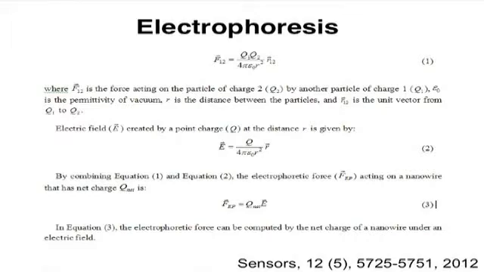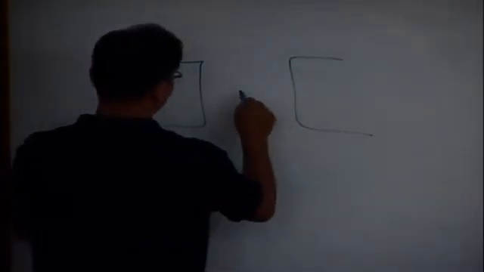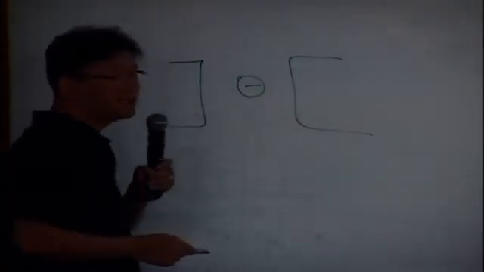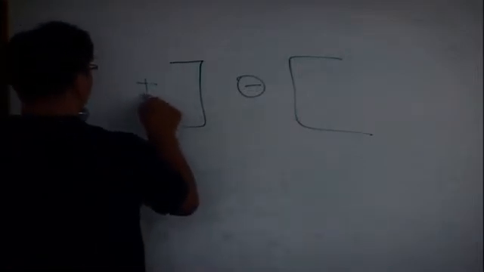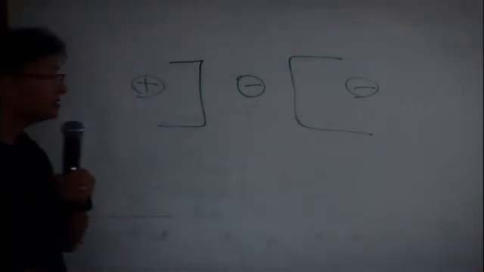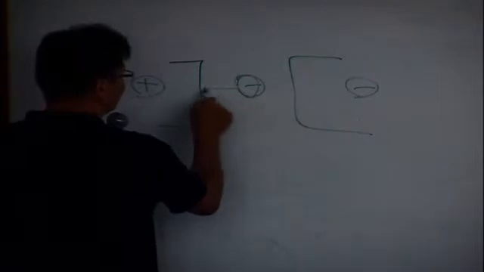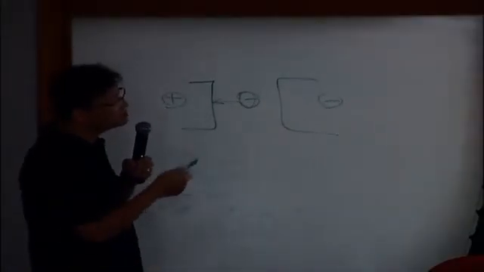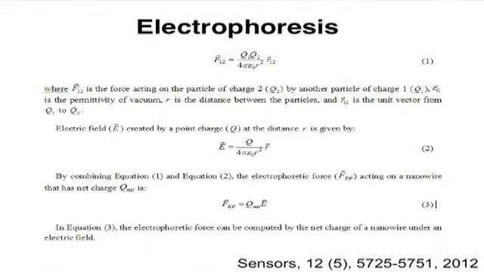So we have, for example, electrodes, and then negatively charged particles, and then we apply positive potential on the left and negative potential on the right. Then this particle will be attracted to the left due to the Coulombic force. Then the force created by electrophoresis is the charge times the strength of the electric field. And of course, this particle will go to the left. That's electrophoresis.